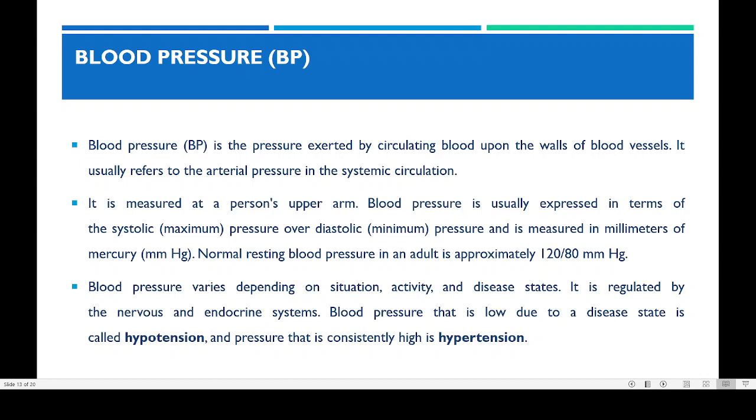See, this is how the pressure is actually produced. See, this is a blood vessel. I will show you another picture.